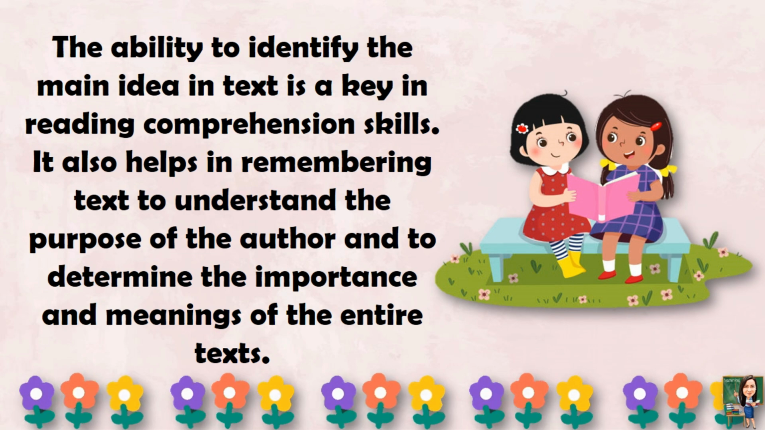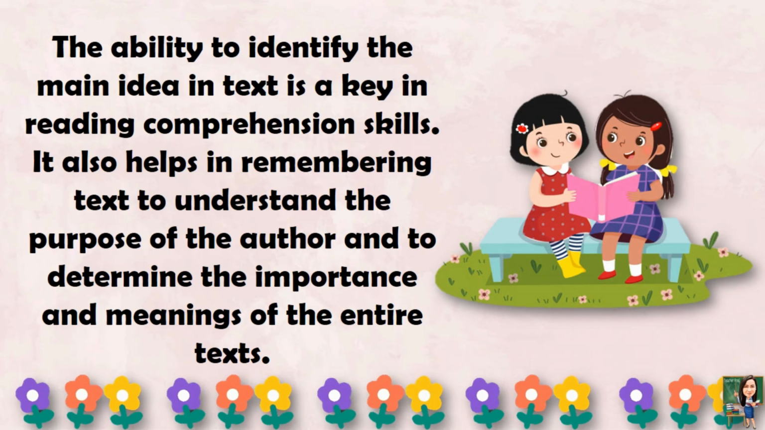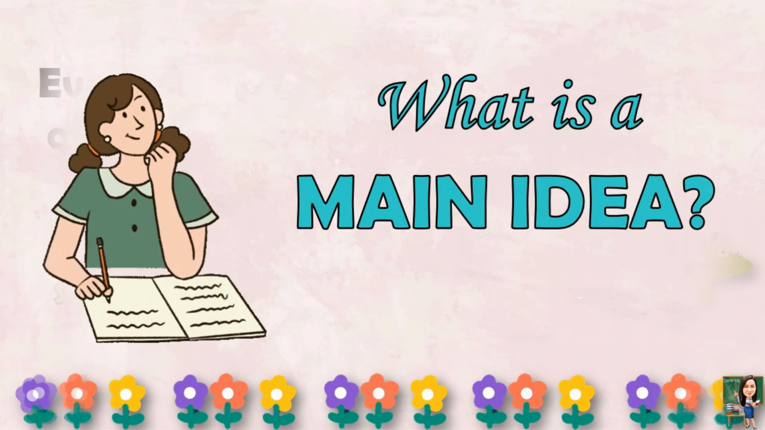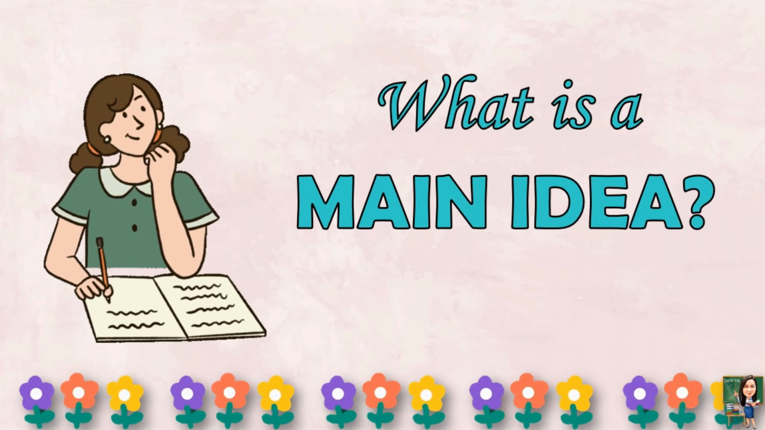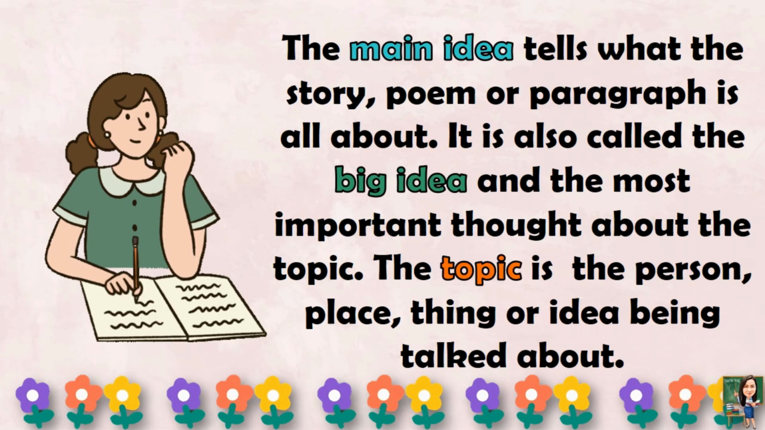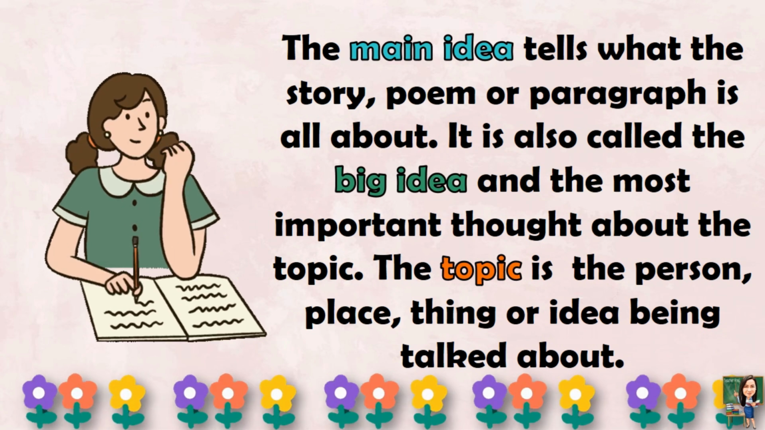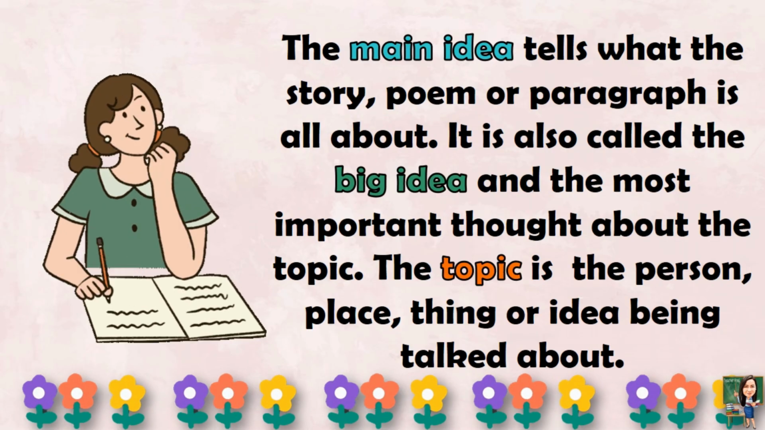It also helps in remembering text, to understand the purpose of the author, and to determine the importance and meanings of the entire text. Every story, passage, or paragraph has a main idea, key sentence, and supporting details. What is main idea? The main idea tells what the story, poem, or paragraph is all about. It is also called the big idea and the most important thought about the topic. The topic is the person, place, thing, or idea being talked about.